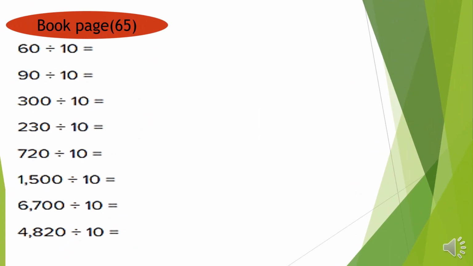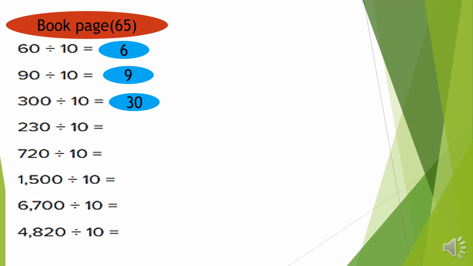Book page 65. Let's solve it together. 60 divided by 10, it's easy, equals 6. 90 divided by 10. When we have zeros in the dividend and the divisor, we cancel the zeros. So now it will be 9. Next one, 300 divided by 10. Cancel 1 zero from 300 and 1 zero from 10. The answer will be 30.